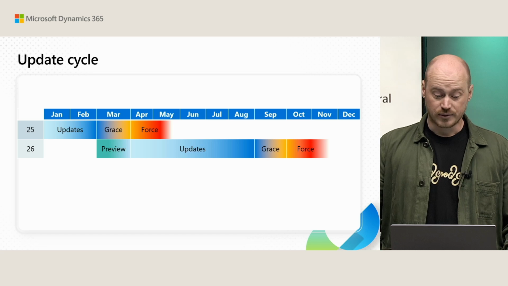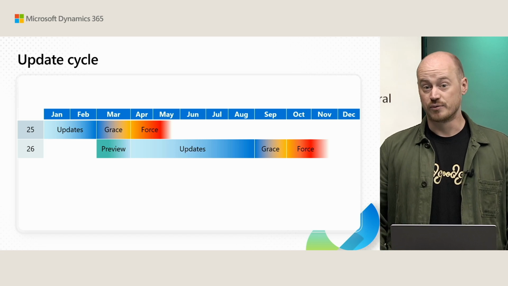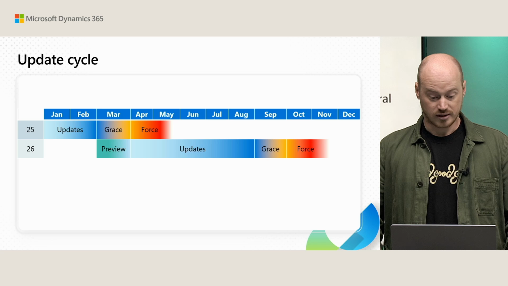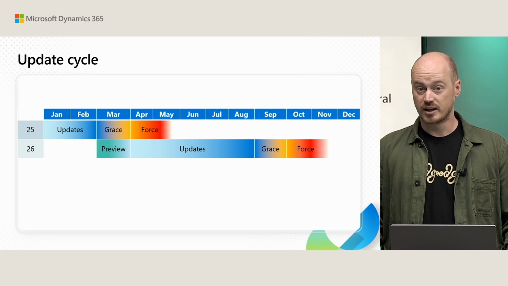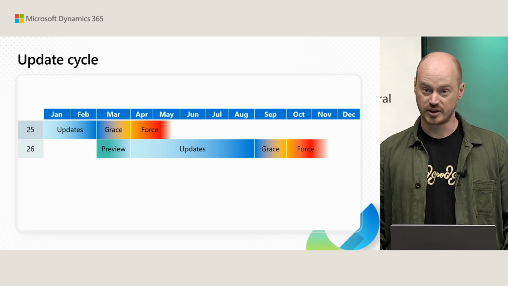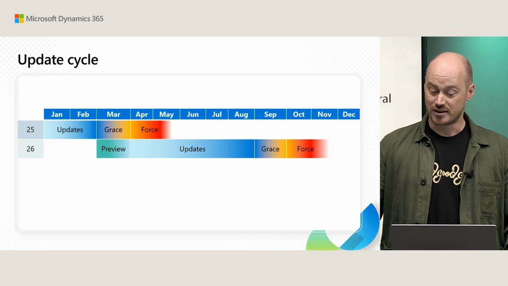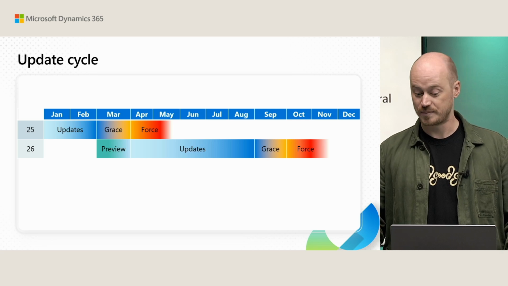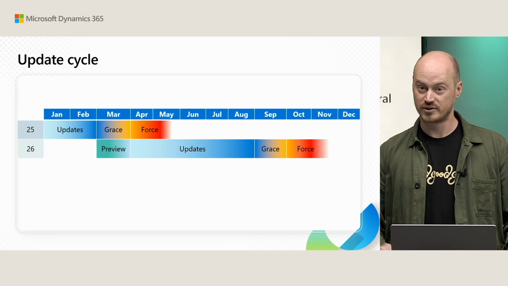At the same time of this grace period during March, we run the preview for version 26. And now that it's April, the regular update period has run and it will continue to run until the end of August, after which again, we'll have a grace period in September and a forced update period starting in October.